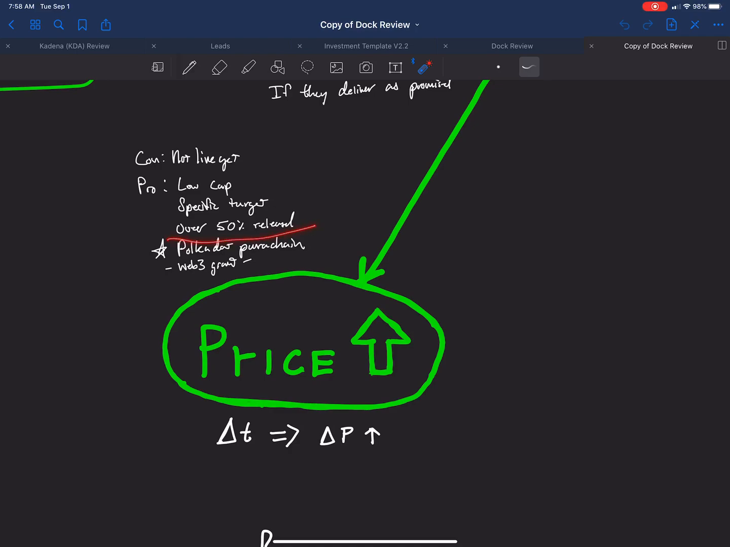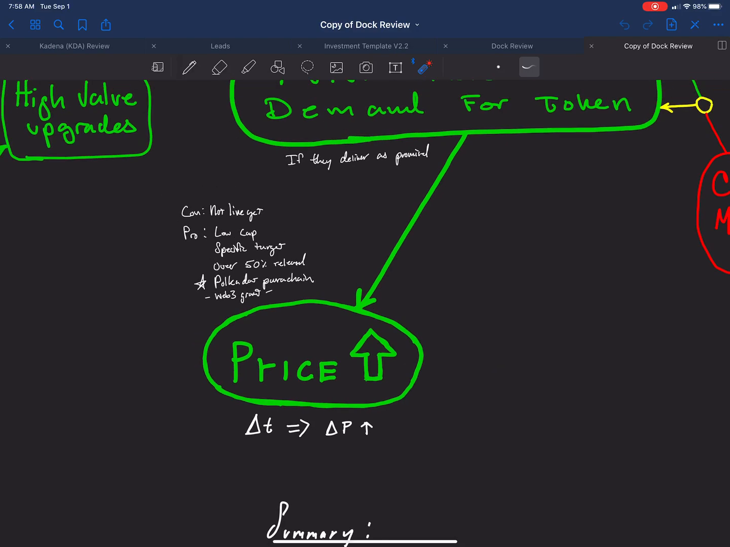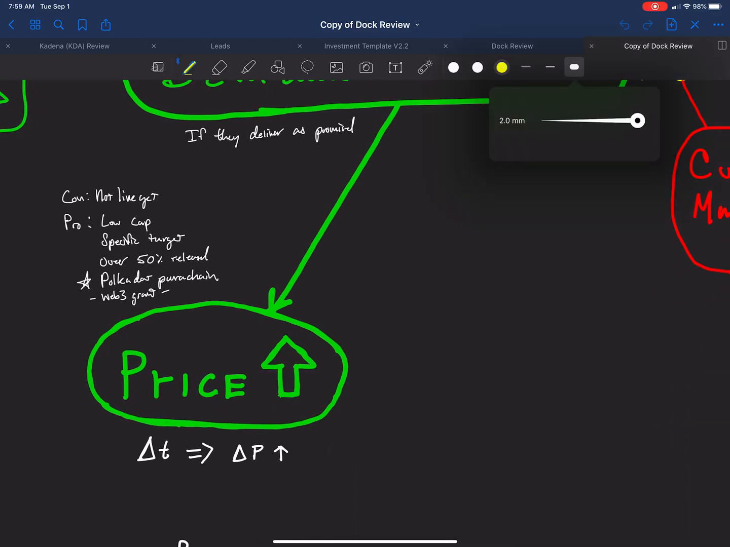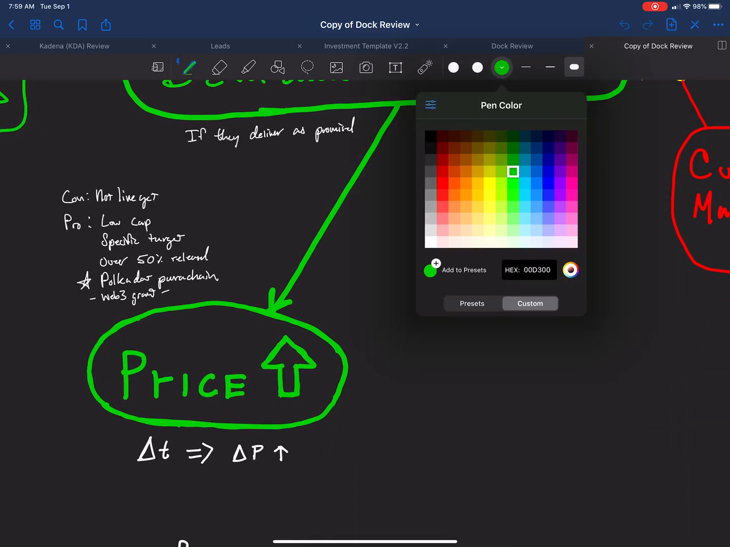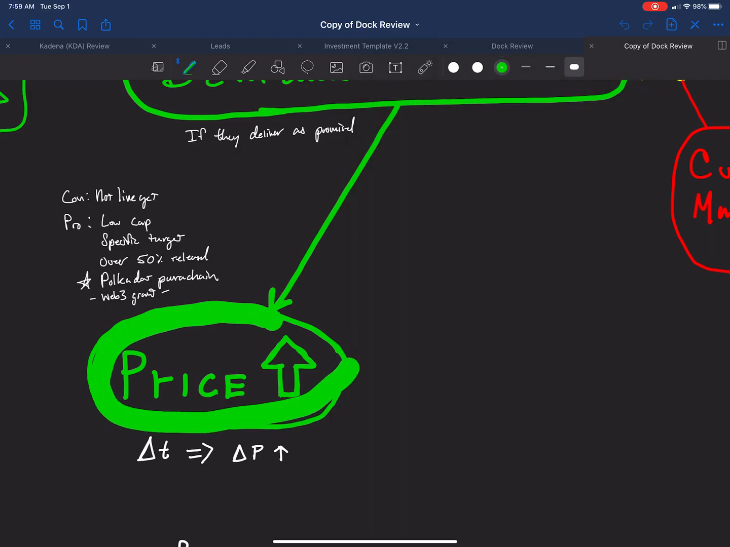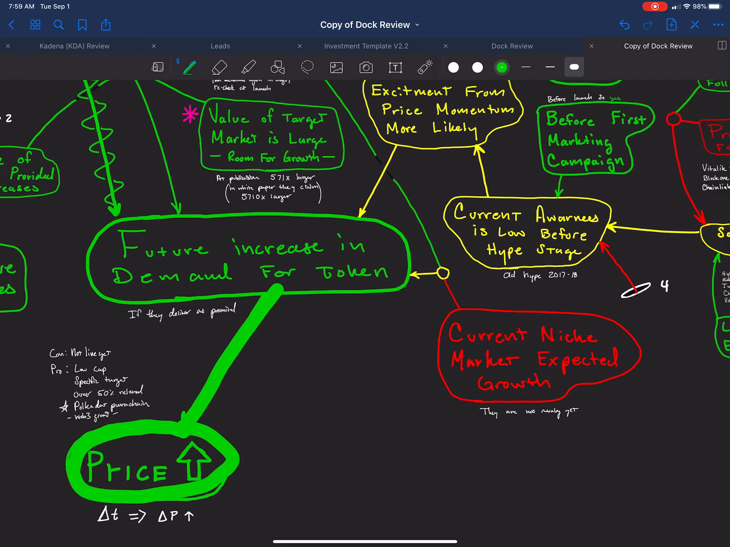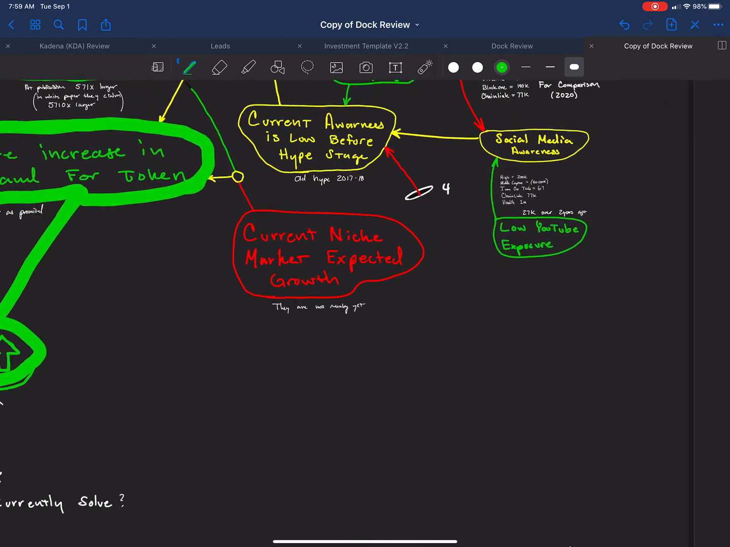Over 50% of their supply has been released. And as you reach that 50% mark, the downward pressure is significantly reduced. So let's go ahead and get this thing rolling. I do expect price performance. That's why I invested. I do expect future demand to increase.